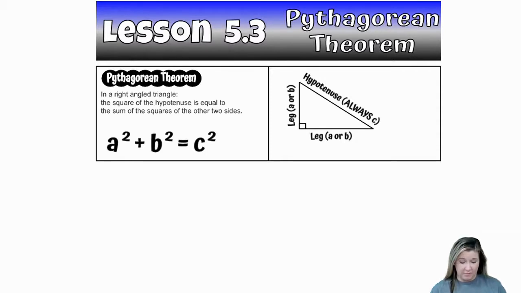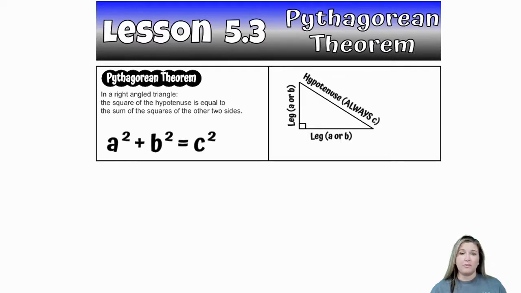So the Pythagorean theorem, in technical terms, says that in a right-angled triangle, the square of the hypotenuse is equal to the sum of the squares of the other two sides. So it's really important that you have this vocabulary to know how to move forward.